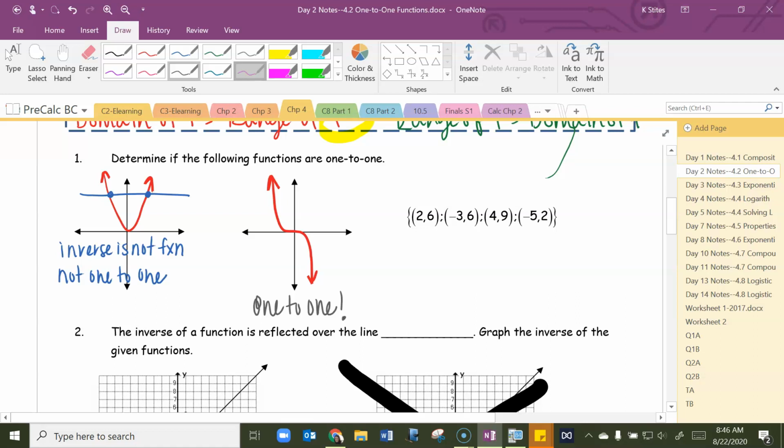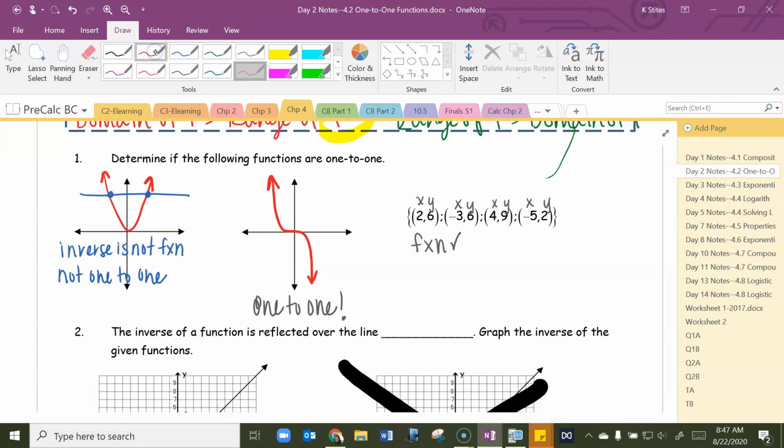Now we can look at something instead of a curve. We're going to look at some ordered pairs, so we have x, y's. First let's identify if this is a function. 2 goes to 6, negative 3 goes to 6, 4 goes to 9. Each input has only one output, so it is a function.